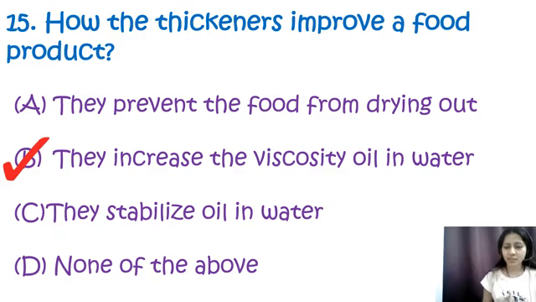So they interact with the water molecules present in the food product, creating a network and trapping the water molecules, preventing them from flowing freely. So over here my correct option is B, that is they increase the viscosity of oil in water. Option number B is correct.